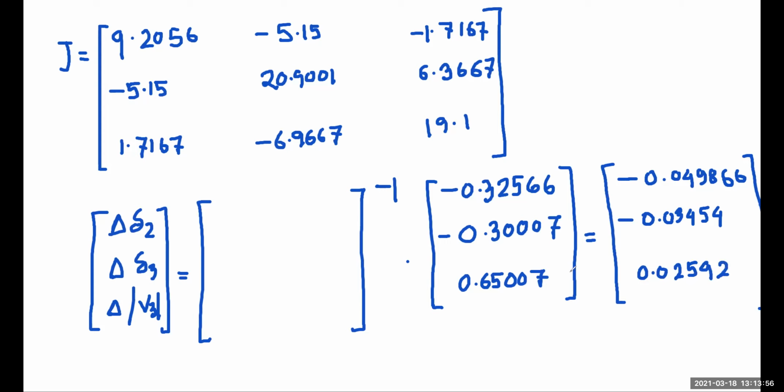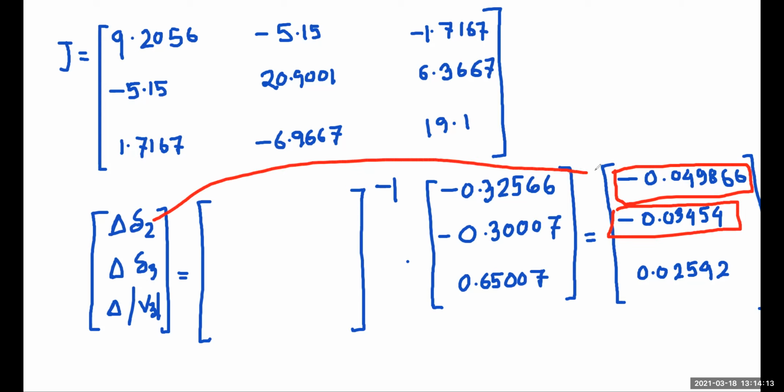That means 2. So you got your matrix. Can you see that, everyone? Remember, this one is in radian, because they are delta. Can you see that? They are delta. They are in radian, remember.